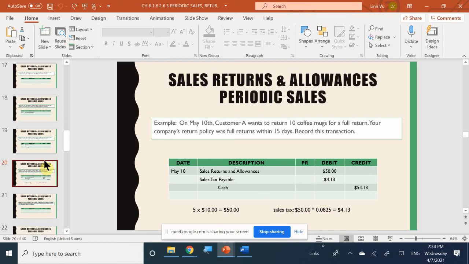Okay? So there we are. We're going to refund them for a total of $54.13. So we're going to refund them for the full amount of the original price point, give them back their tax, and then give them their cash.